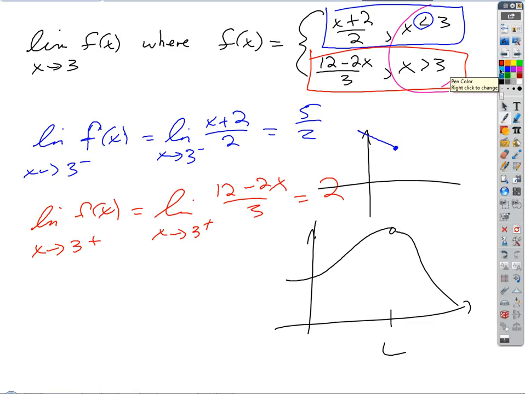It would have looked something like, at 3, it would have gone, well, I want to be a little better, it would have been more like this. Something like that. Right?